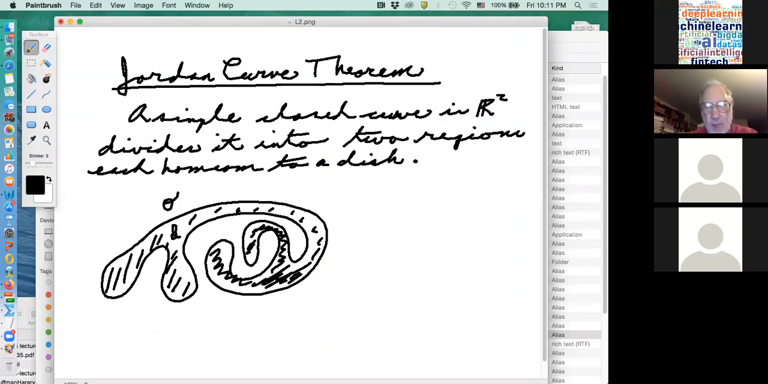So I will convert a knot diagram, or a flat knot diagram, I'll convert a flat knot diagram into a Jordan curve in such a way that I can get the coloring for the knot diagram back. So let me show you what I'm going to do.